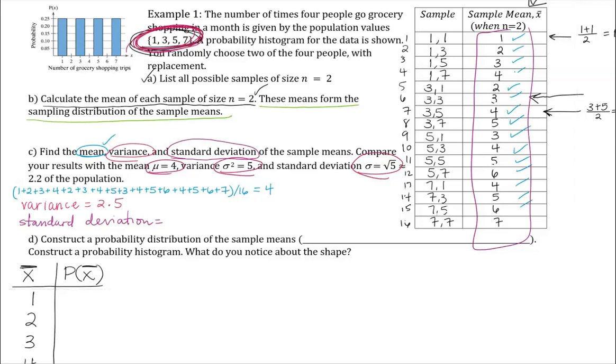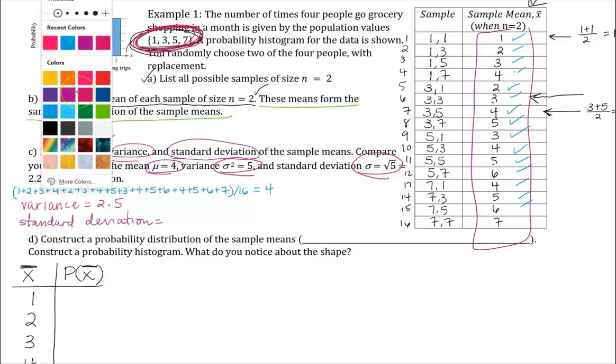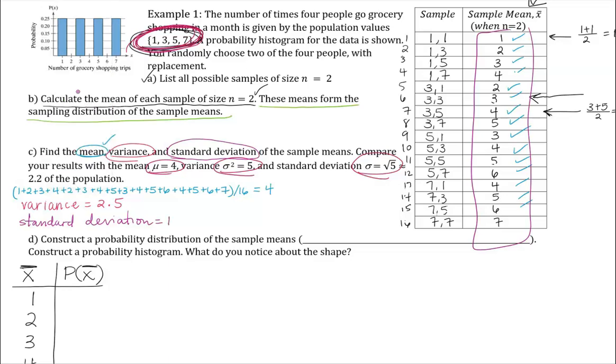And you should get that the standard deviation of those sample means is 1.6. So we're being asked to compare that with the mean of the original data, which was 4, and the variance and the standard deviation of the original data.